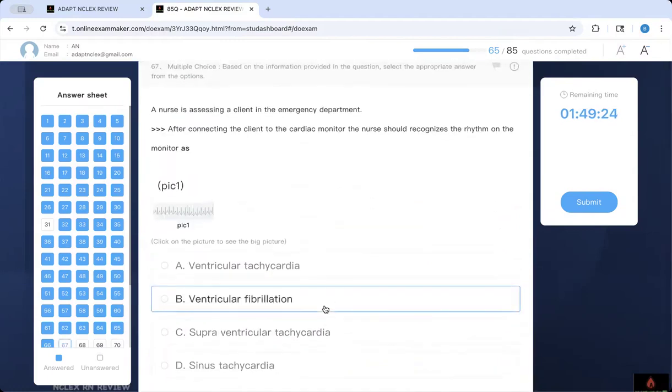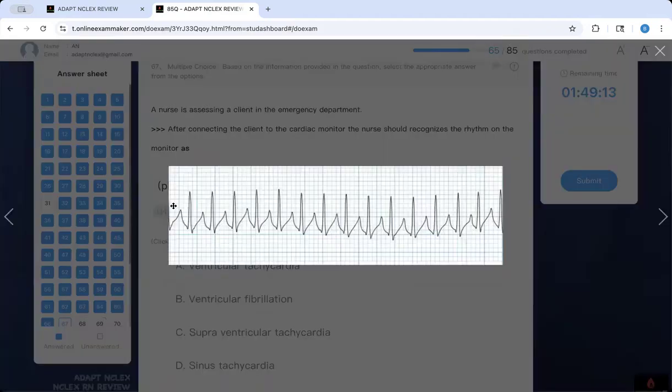A few more EKG questions. Number 67. After connecting the client to the cardiac monitor, the nurse recognized this rhythm. The nurse assessed the client in the emergency room. What do you think? You connect them and you see this. First of all, see if it's regular. You can see this is regular. It's not AFib. See if you can see atrium. I can't see it well because the P wave and the T wave are buried. You see only one, not two. They're completely buried.